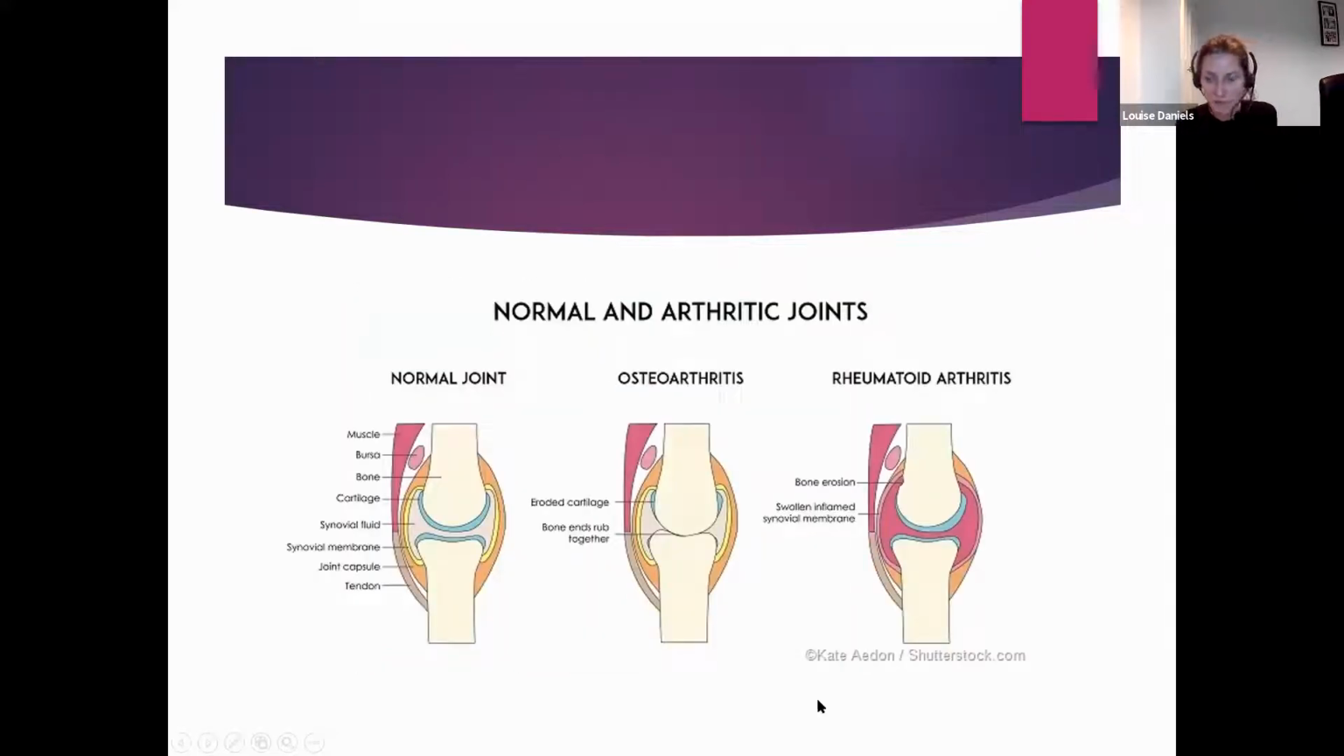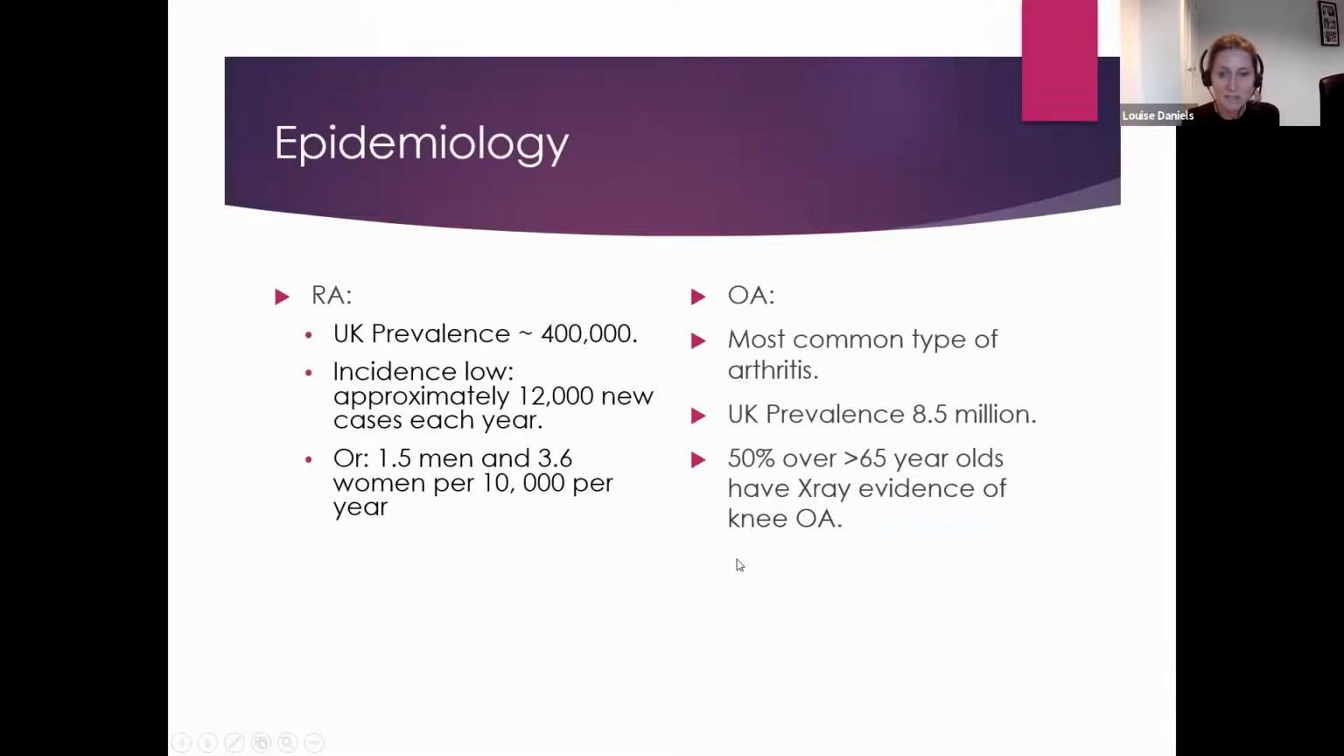And then just to see them all side by side, you've got your normal joint with its healthy cartilage, normal bone, nice synovial membrane, with this joint space narrowing, loss of cartilage in the osteoarthritis, and this big inflamed synovium with extra synovial fluid and bony erosions in rheumatoid arthritis.